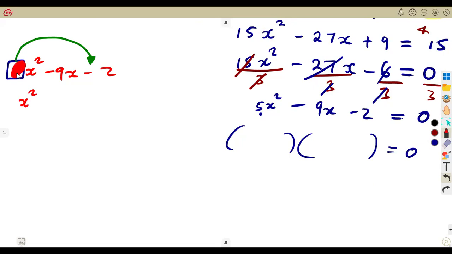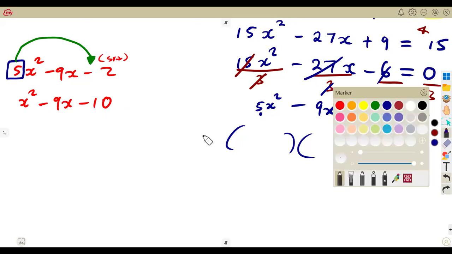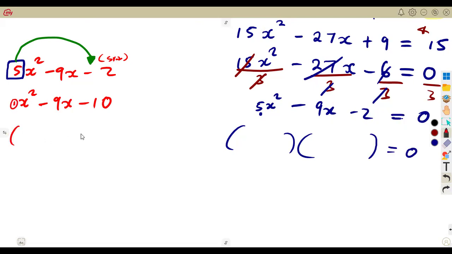Remember, you have removed this 5, so it is now 1x squared minus 9x, and 5 to this side is going to give us a negative 10. Okay, 5 times negative 2, you get a negative 10. Factorize as usual because we have got the coefficient of x squared as a 1. So you're going to have your x here. You consider the products of negative 10, but these products must add up to negative 9.